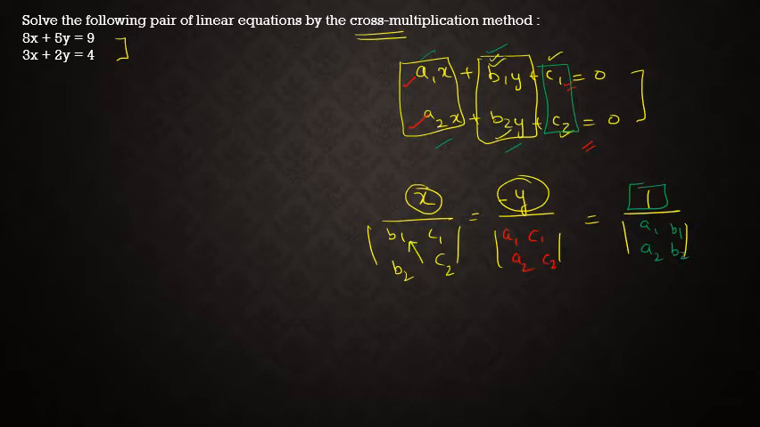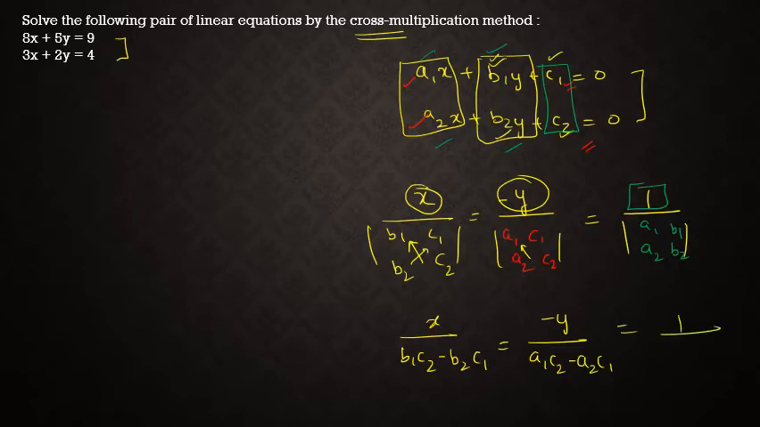Now how will you solve it? Do cross multiplication. b1c2 minus, as in the formula, b2c1. Here, minus y upon a1c2 minus a2c1. Here, a1b2 minus a2b1. Okay. So let's use this here.